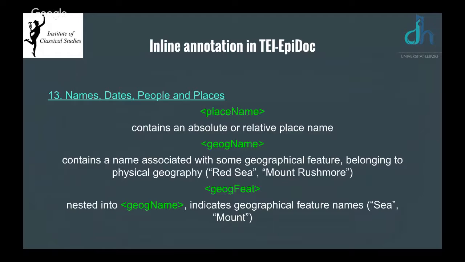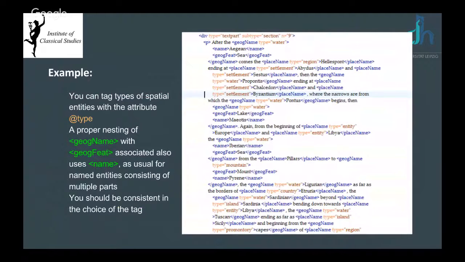So you can just annotate a place name, which can be absolute or relative, or you can give it some more precise definition. You can characterize it as a geographical feature. You can use obviously various categories of nestings. You can specify the type by using the attribute type. So you can try to define the place name or the spatial indication that you find in your document with a fair amount of precision.